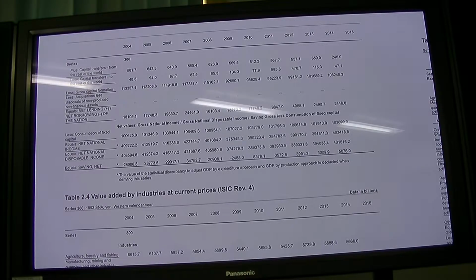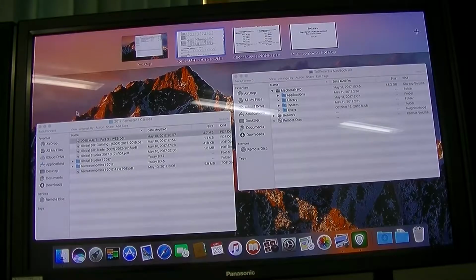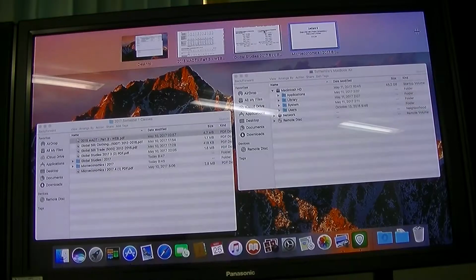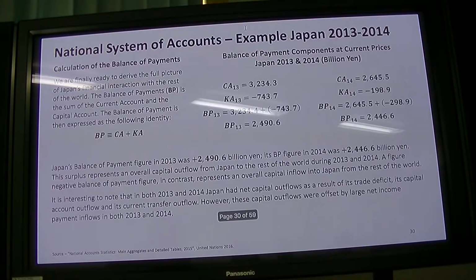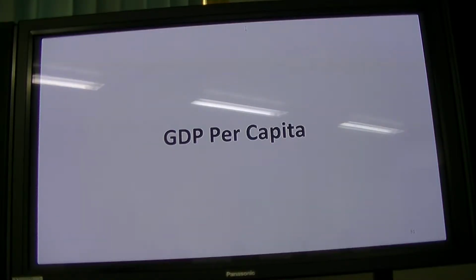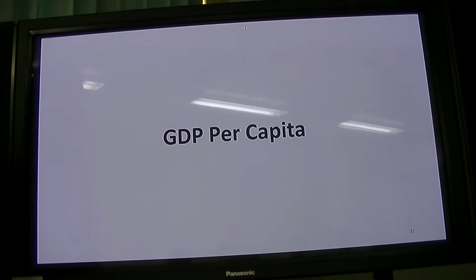Now, what we're going to talk about now is some of the big picture, and we're going to talk first about GDP per capita.